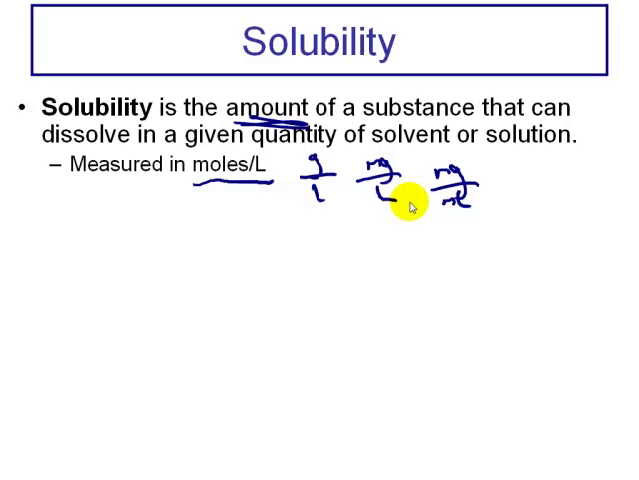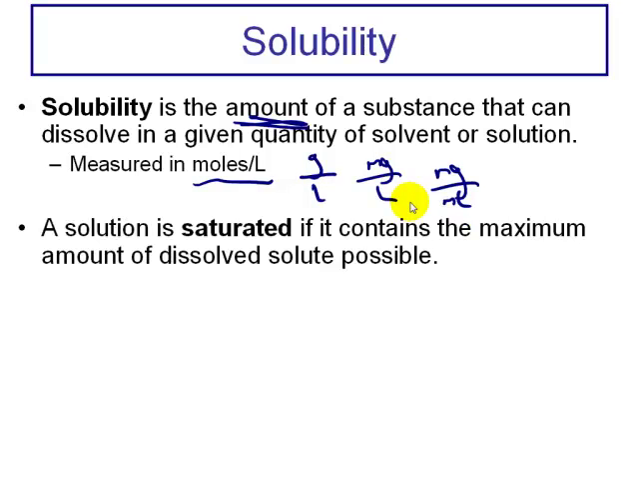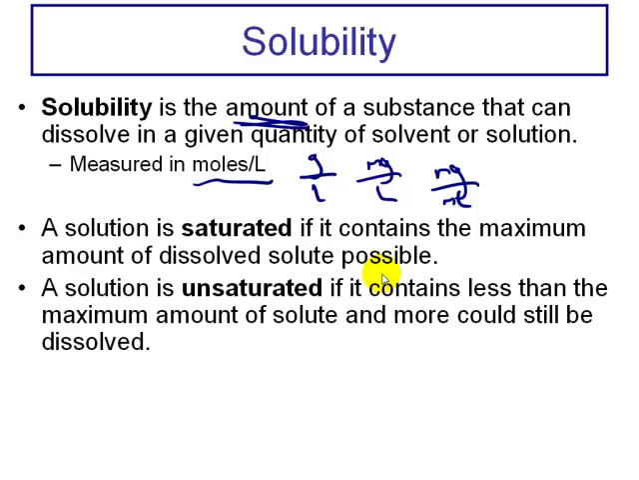Also remember that when you're describing a solution in terms of the amount of solute that is dissolved, there's a couple of different adjectives you could apply to describe the solution. One, you could say that a solution is saturated. When a solution is described as being saturated, that means that it contains the maximum amount of dissolved solute that it can possibly hold. So you have dissolved as much as you can hold, and no more will dissolve at the point where the solution becomes saturated. If a solution is unsaturated, that means it does not have the maximum amount of solute that you can possibly dissolve in it, and that you could still dissolve more before the solution becomes saturated.